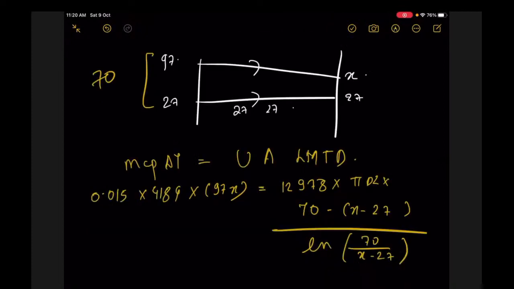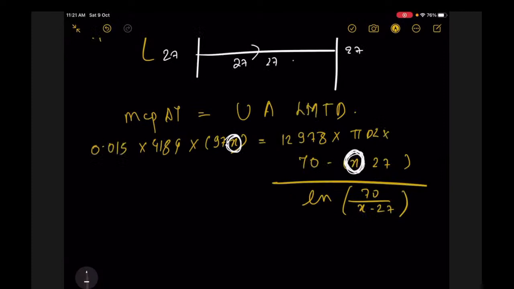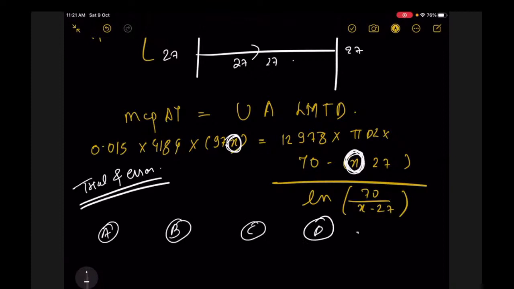So if you see this equation, there is only one unknown. You can easily solve this, and this is actually a GATE question in which they have given options A, B, C, D. The second thing is you can directly use the trial and error method, or you can solve it: with 70 and 27 one equation will come, in which you have to remove the ln value and your answer will come.